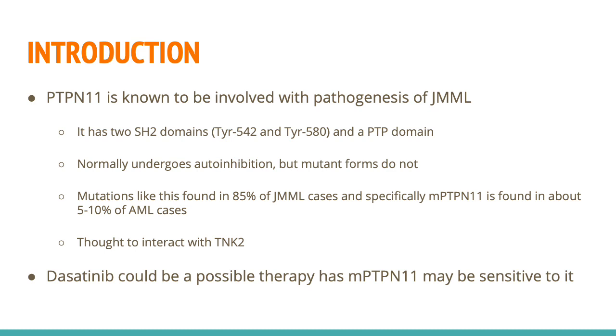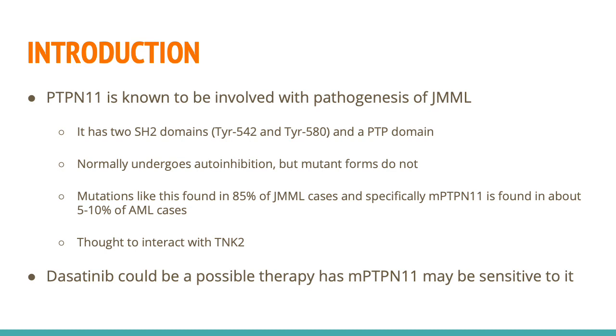Furthering treatment research for these illnesses is important because currently the treatment options are very limited. JMML comes back in 50% of transplant recipients within only 2 years, and AML treated with chemotherapy only has a 24% chance of a 5-year survival. So new therapies are needed.